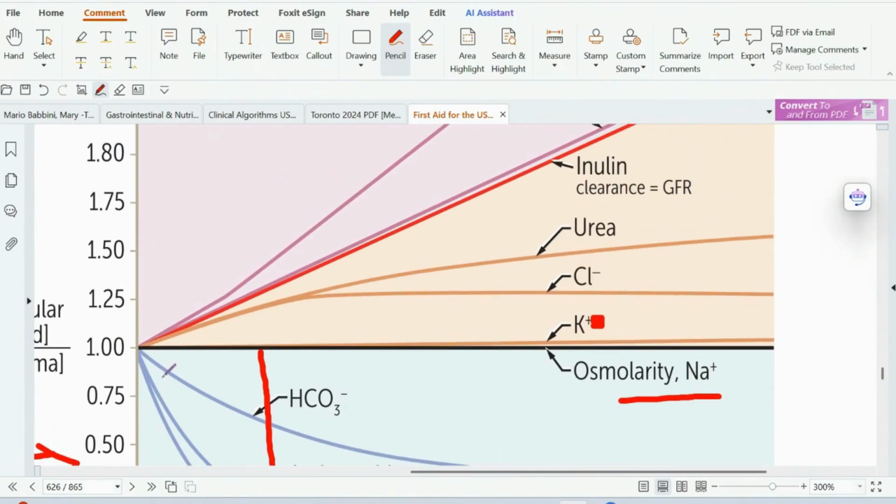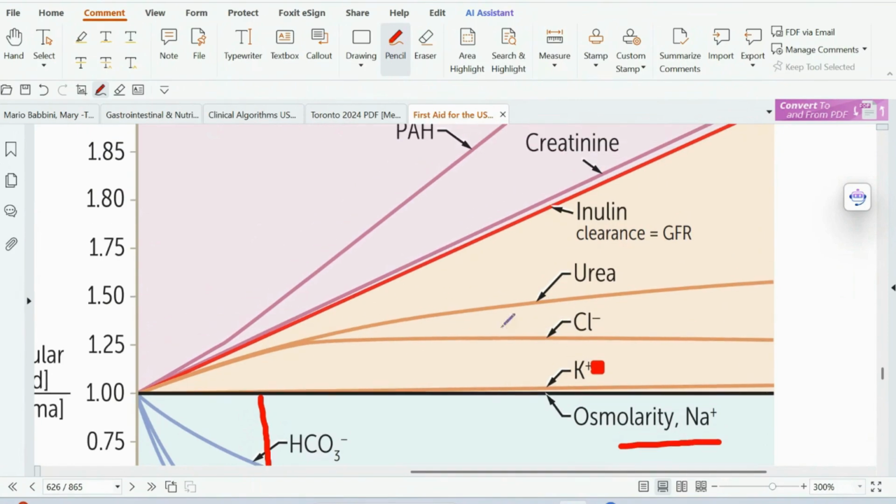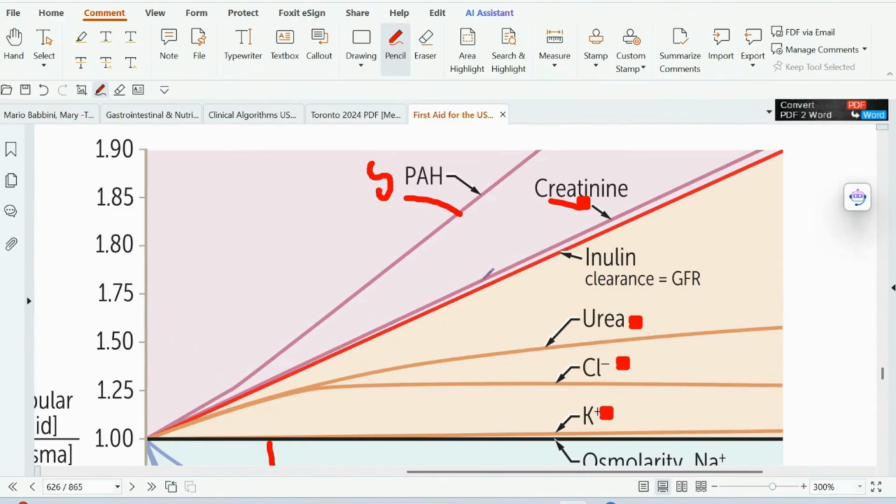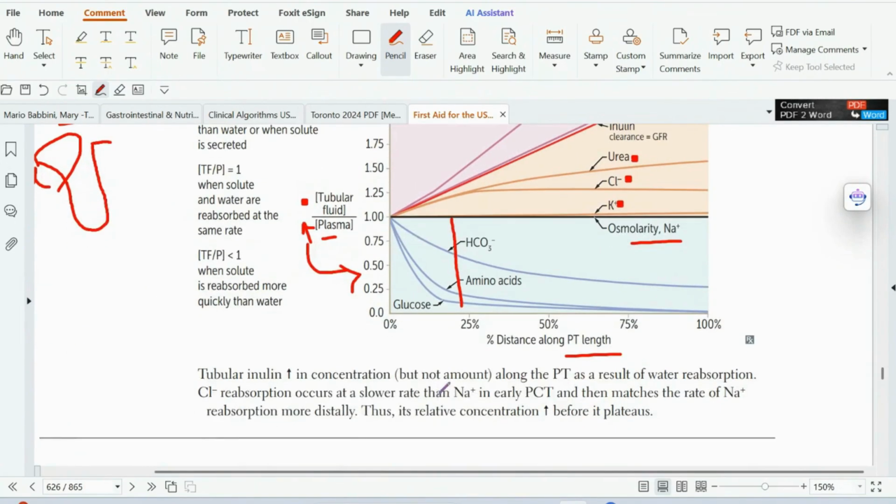As you go up, the PCT doesn't prefer these as much. It doesn't prefer chloride as much, doesn't prefer urea as much, so more of it is staying within the tubules. And as you go up, inulin and creatinine are close to each other; they're not being reabsorbed too much. PAH is not completely reabsorbed. Why? Because most of it is secreted. So this is the entire explanation of this diagram.